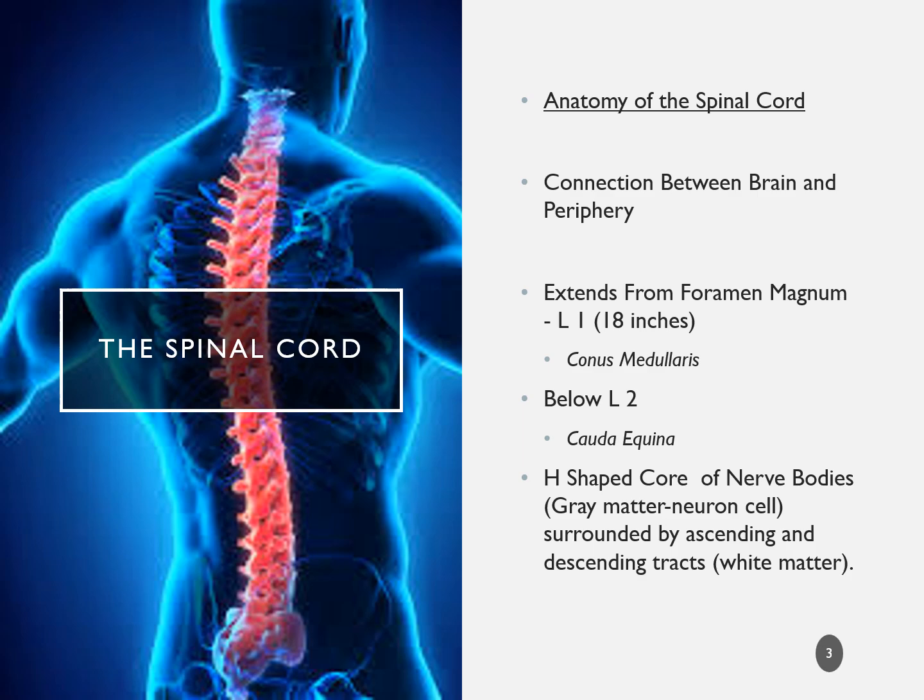But our spinal cord is an H-shaped core of nerve bodies. So I'll show you a cross section. It's surrounded by our ascending and our descending tracts, and we have the gray matter and the white matter of our spinal cord.